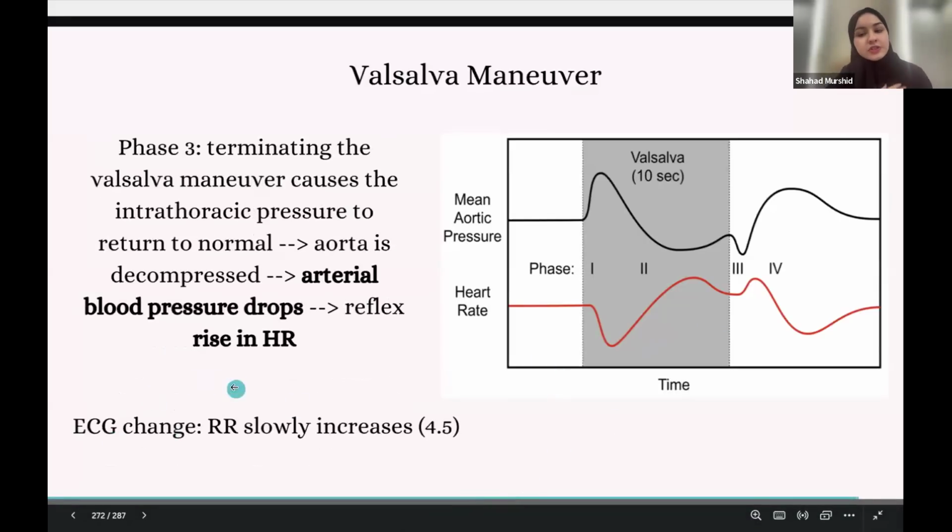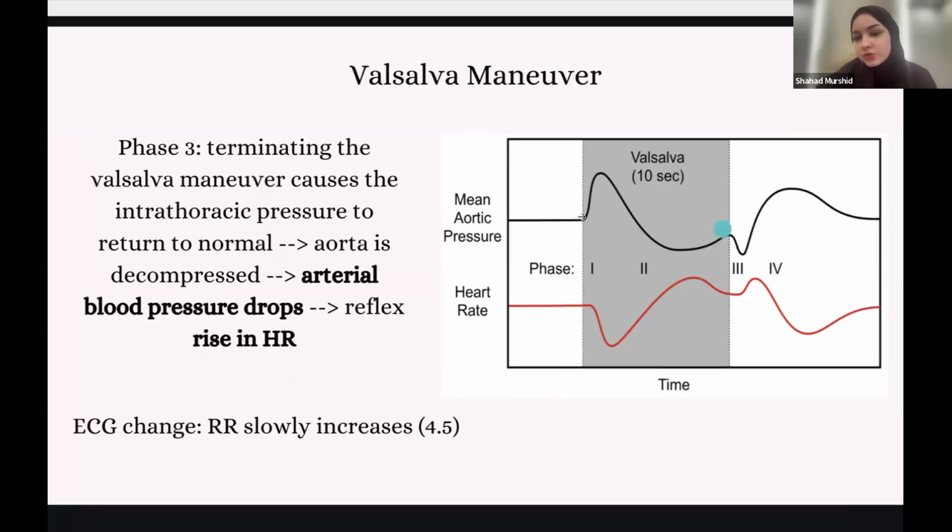And then you have phase 3, which is the termination of the Valsalva. So this whole gray area is when you're actually doing the Valsalva maneuver. So you have phase 1 and 2. Phase 3 is when you terminate it. So the opposite of what happened in phase 1 and 2 is going to happen in phase 3 and 4.